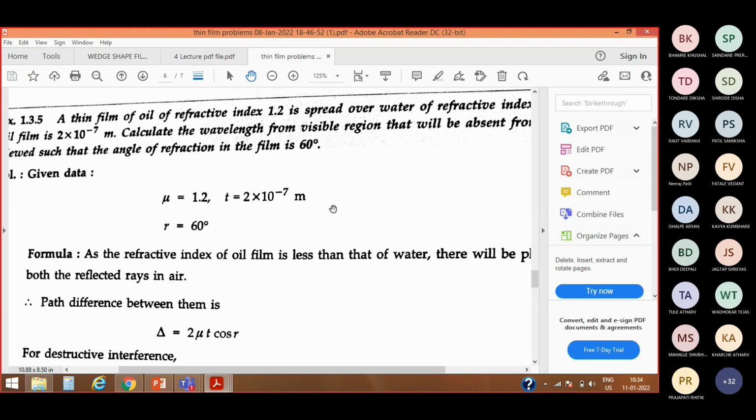So in this example, what is asked, what is given? Refractive index is given to all of you. That is, refractive index mu is equal to 1.333, and thickness small t is given to you. Angle of incidence is 35 degree. Find the wavelength lambda.